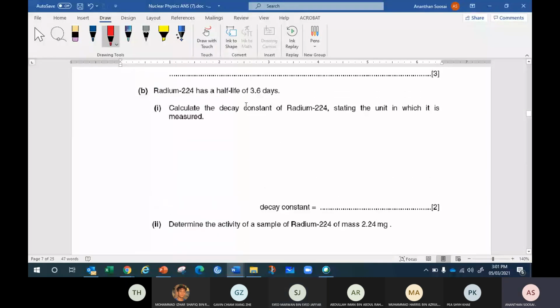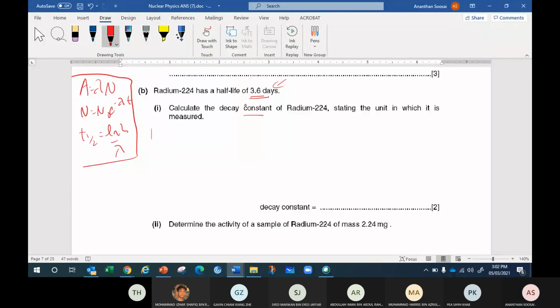Okay, B. In our calculation, recall the three formulas: A equals lambda N, N equals N naught e to the negative lambda t, and half-life equals ln 2 over lambda. Three formulas. So radium 224 half-life is given as 3.6 days. Careful, you need it in days. Calculate the decay constant.